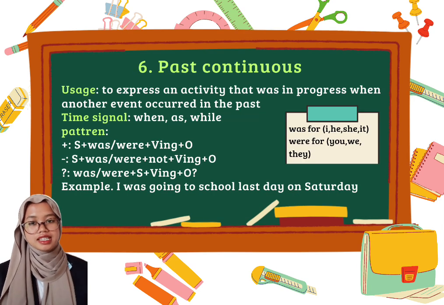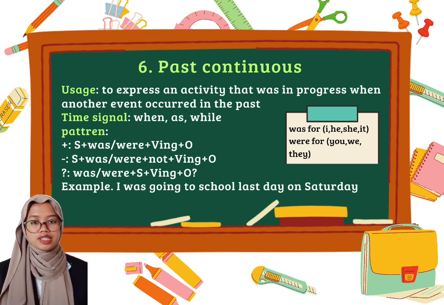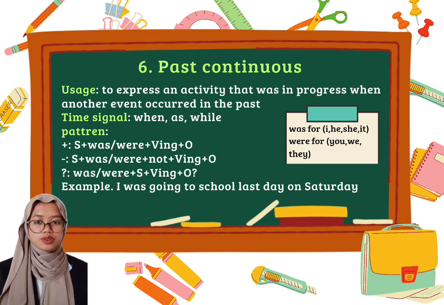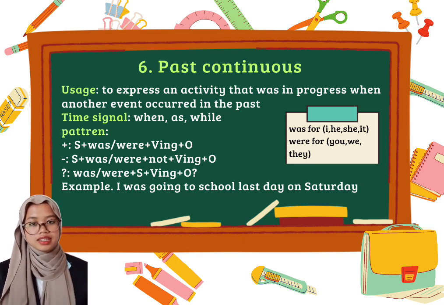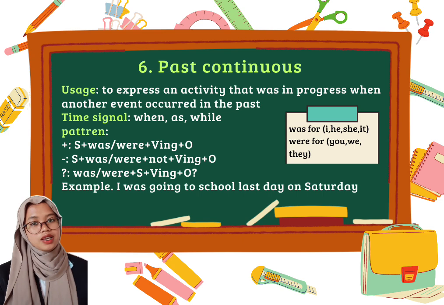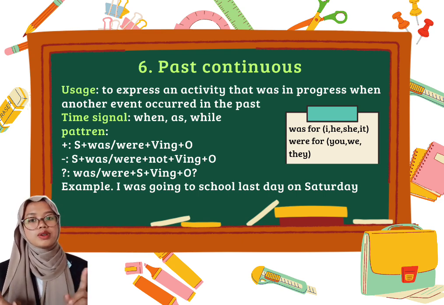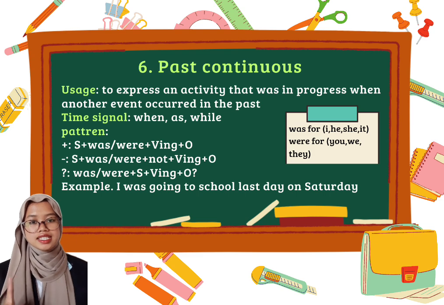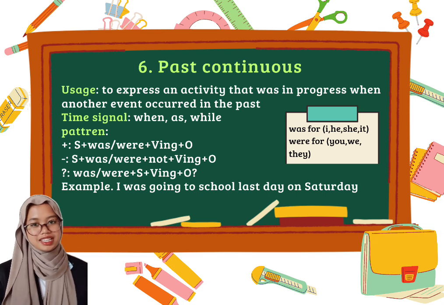And number 6 is past continuous tense. This tense is used to express an activity that was in progress when another event occurred in the past. The time signals are when, as, while, and the pattern is subject, was or were plus verb ing plus object. Was for subject I, he, she, it. Were for subject you, we, they. The example, I was going to school last Saturday.